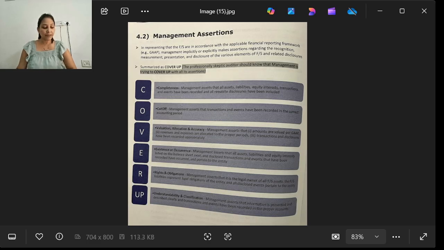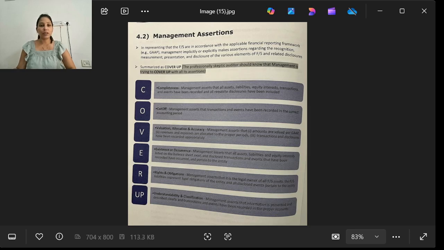In representing the financial statements in accordance with the applicable financial reporting framework, the management implicitly or explicitly makes assertions regarding the recognition, measurement, presentation, and disclosure of the various elements of the financial statements and related disclosures. So assertions are regarding the recognition, measurement, presentation, and disclosures of the various elements of the financial statements and disclosures.